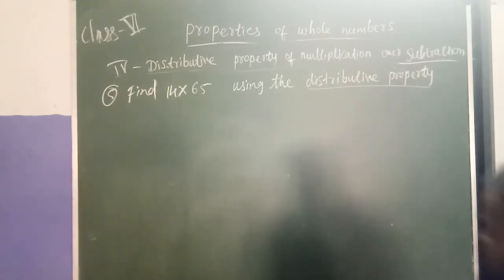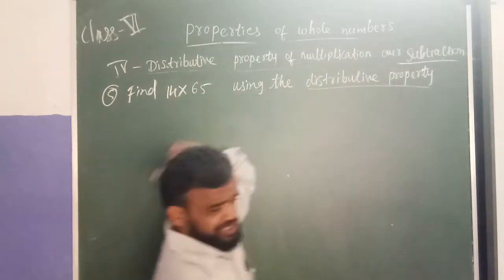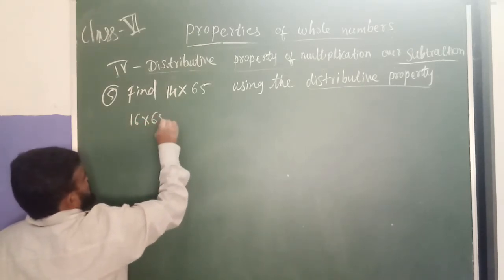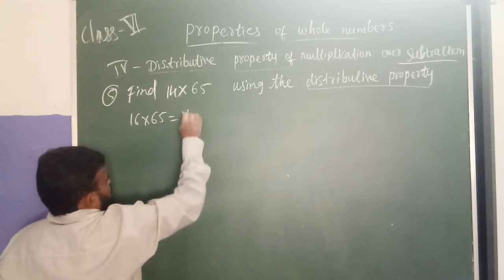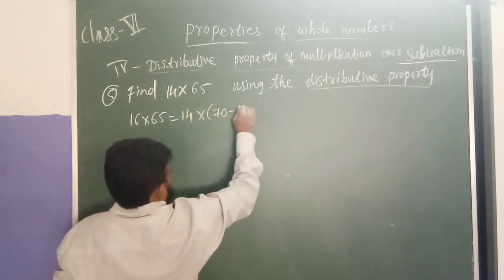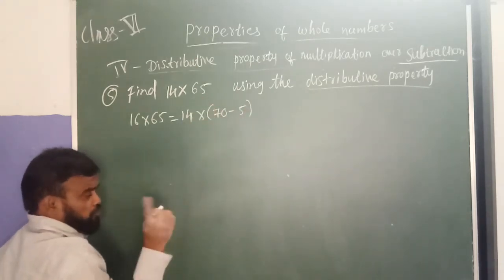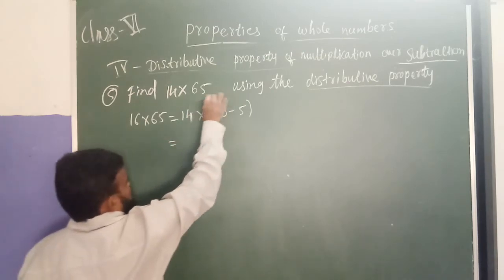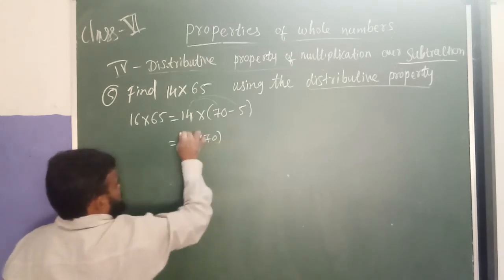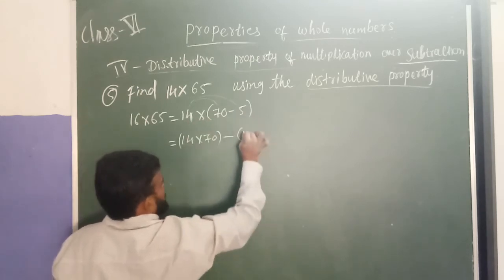Now the fifth one, find 14 into 65 using the distributive property of subtraction. Right? So here, 14 into 65. How to split this? Already I told, 14 into 70 minus 5. Right? 70 minus 5 is 65. We are splitting, I told already. Now distribute this into this into this. 14 into 70, this into this multiply, minus sign, and 14 into 5.